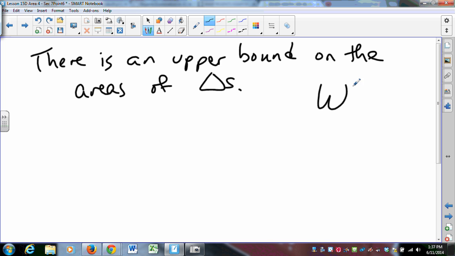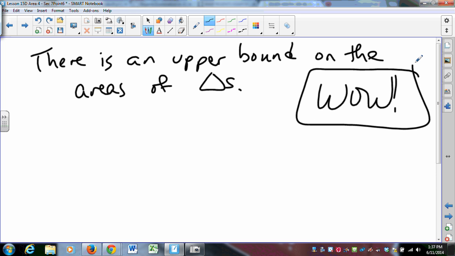I mean, you're used to thinking Euclidean geometry, where we just make the triangles bigger and bigger and bigger, and they have larger and larger areas. But in hyperbolic geometry, that does not hold. There is a maximum area for a triangle. Well, at least there's an upper bound. There may not be a maximum. There is an upper bound on the areas of triangles.